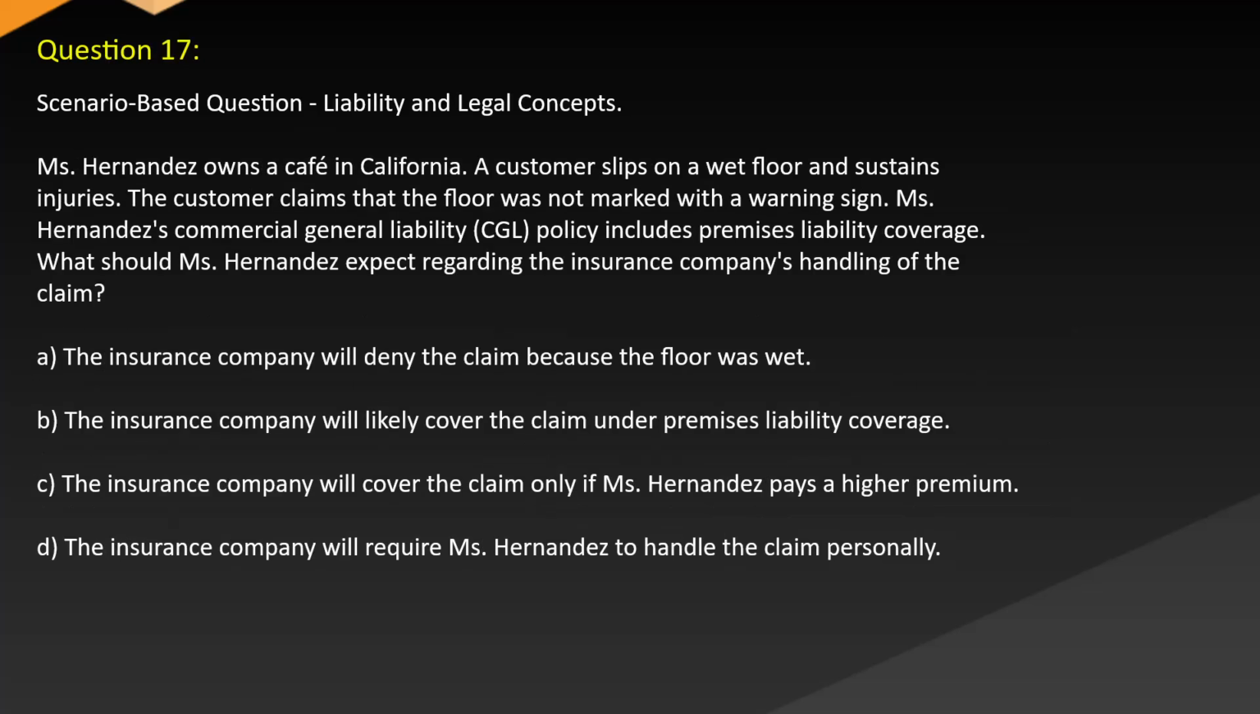Question 17. Scenario-based question. Liability and legal concepts. Ms. Hernandez owns a cafe in California. A customer slips on a wet floor and sustains injuries. The customer claims that the floor was not marked with a warning sign. Ms. Hernandez's commercial general liability (CGL) policy includes premises liability coverage. What should Ms. Hernandez expect regarding the insurance company's handling of the claim?